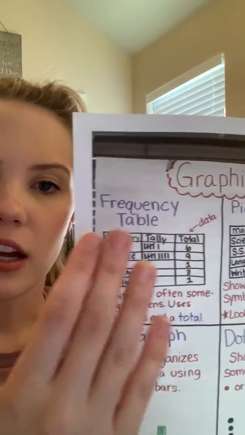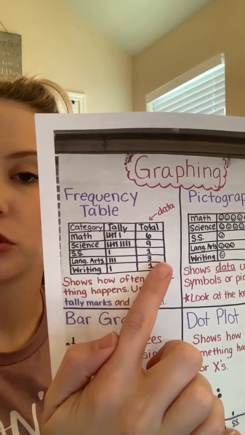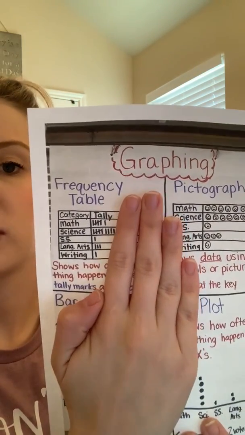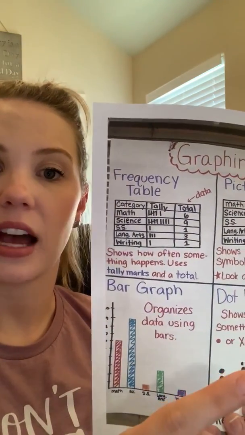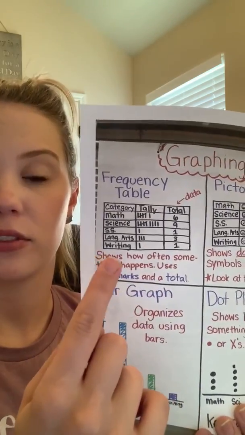In order to read a frequency table, you have to have both the tallies and the totals. Now, if you just have tallies, that's called a tally chart, and that's more of a 2nd grade skill. Once we're in 3rd grade, we add that total or that frequency to the side, and it becomes a frequency table. So that's our first type of graph.